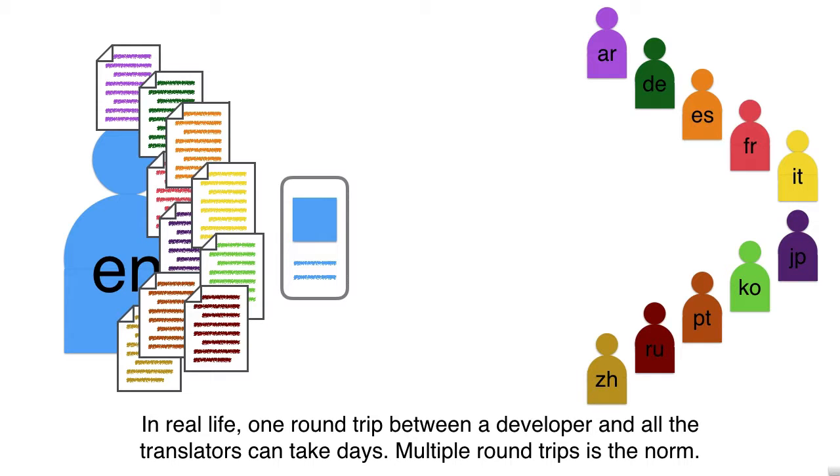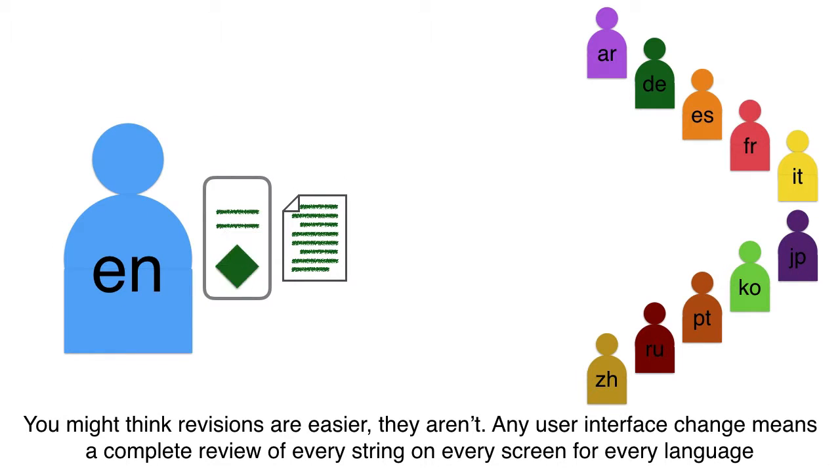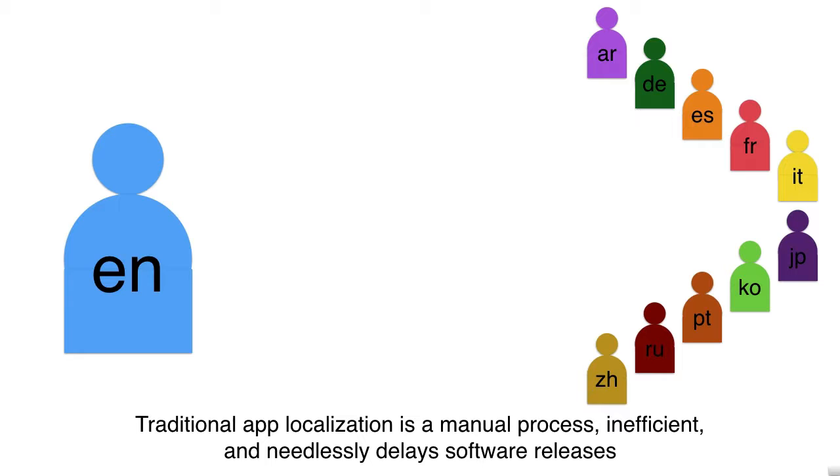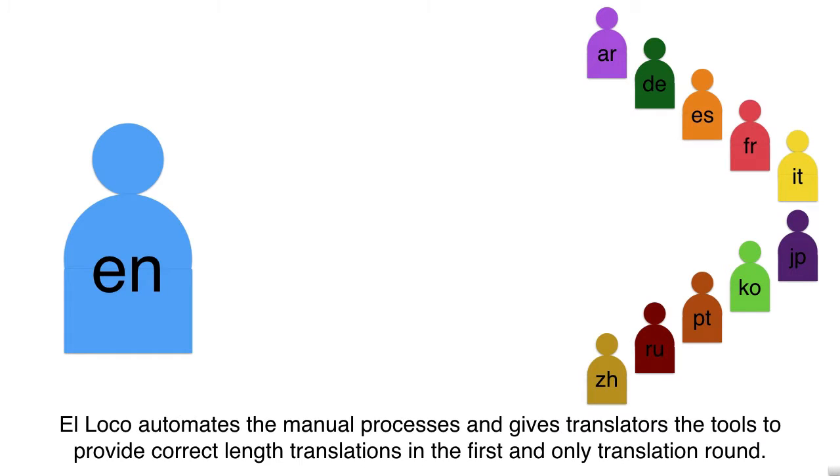Multiple round trips is the norm. You might think revisions are easier. They aren't. Any user interface change means a complete review of every string on every screen for every language. Traditional app localization is a manual process, it's inefficient, and needlessly delays software releases.